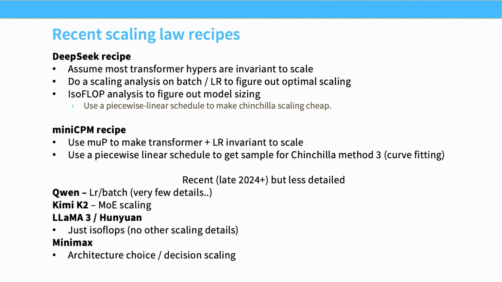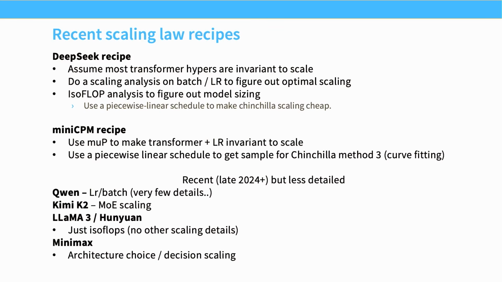Okay, so that's basically what I wanted to cover for the recent scaling law recipes from the various companies. The 2 things, as I said before: for the DeepSeek recipe, really the key thing is the scaling analysis on the batch size and learning rate. This is the scaling-based approach. And MiniCPM follows more of a mu-P style approach to try to get invariances. And then we see some trends.